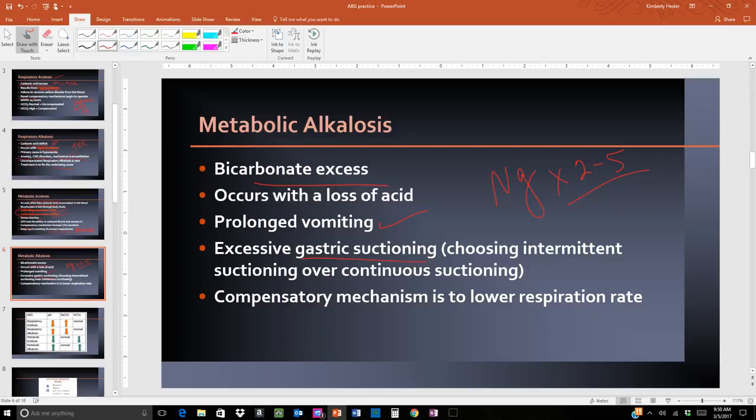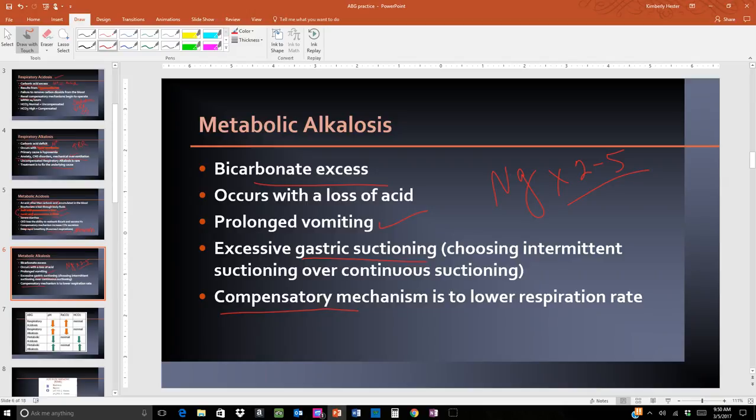So your body can compensate by trying to lower that respiration rate and help build up some carbonic acid, otherwise called CO2, otherwise known as hydrogen ions, in the blood system, but it's probably not going to work too much.